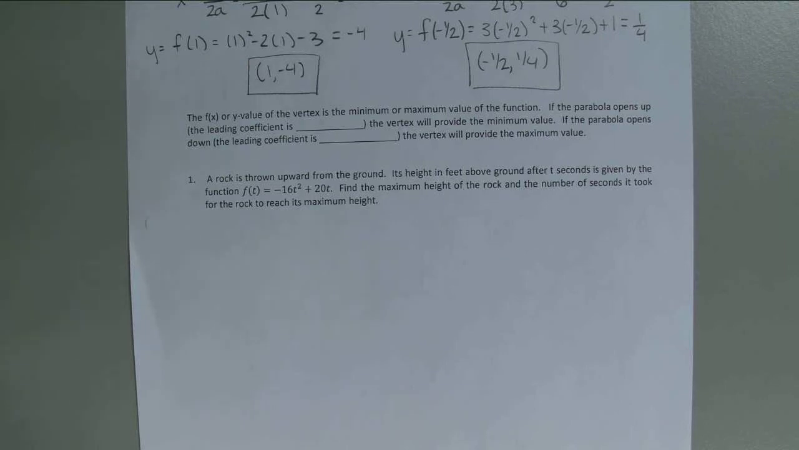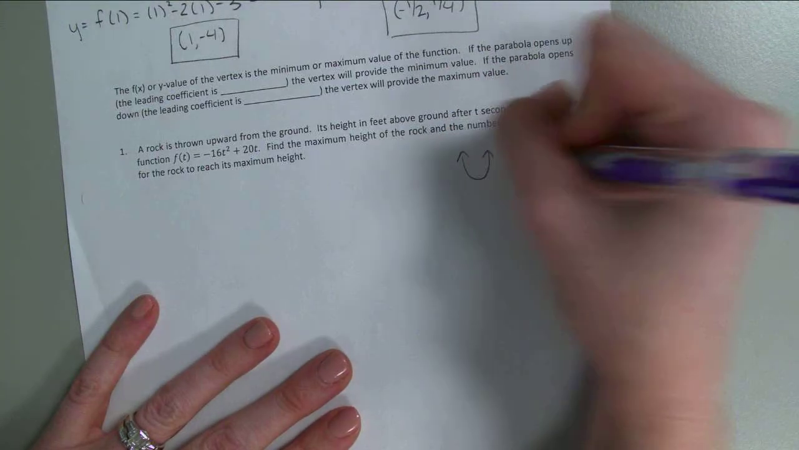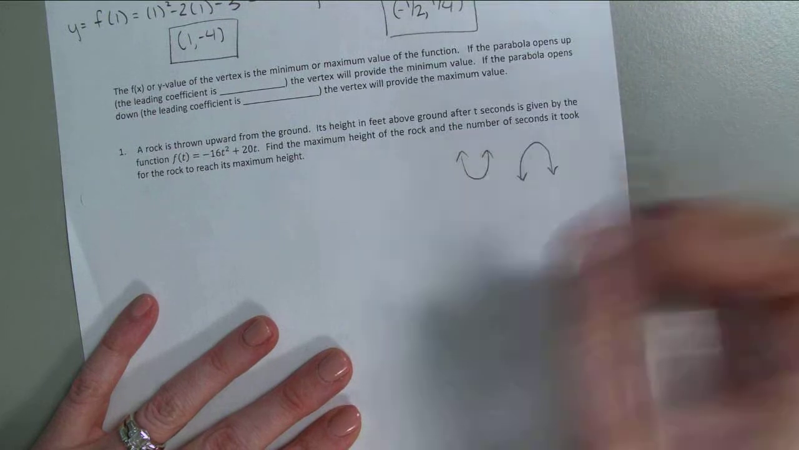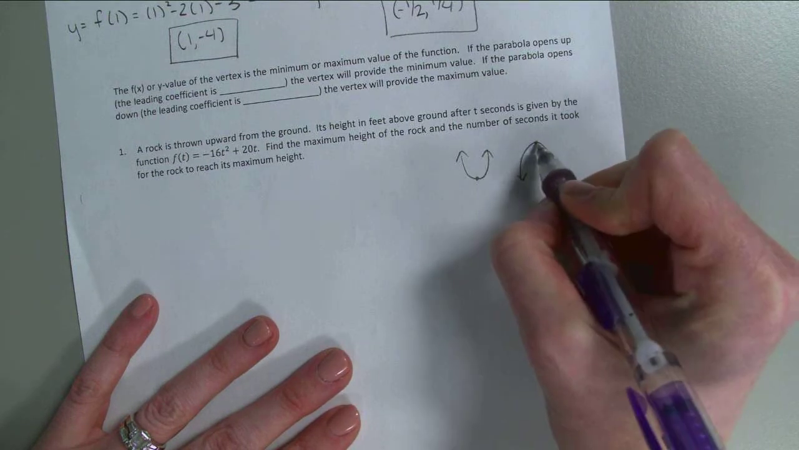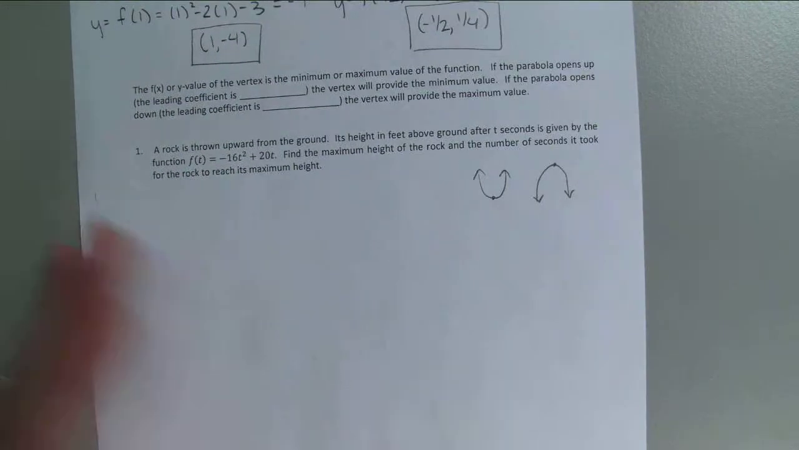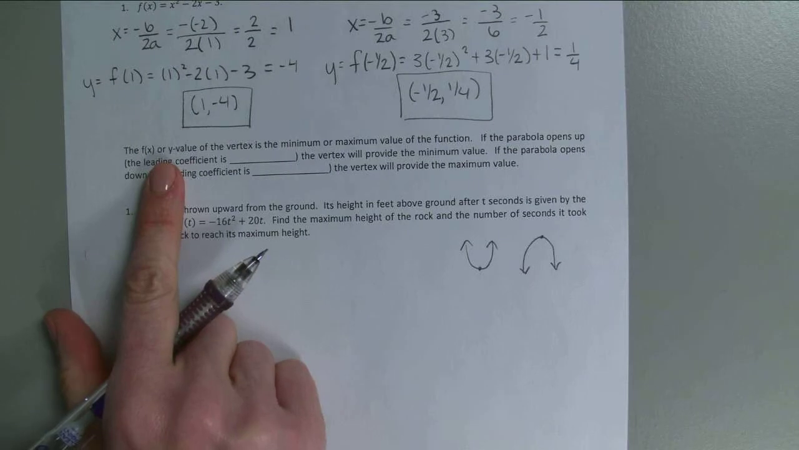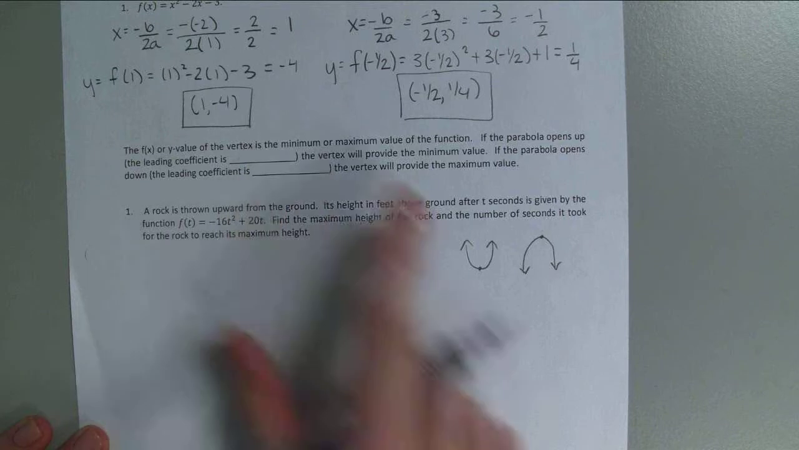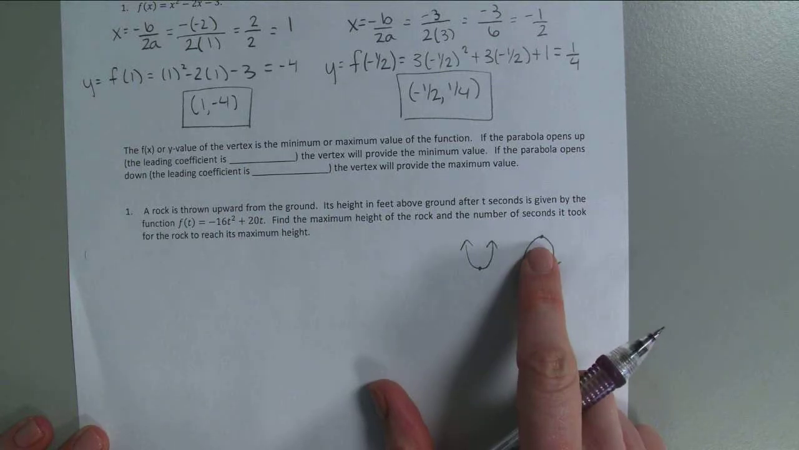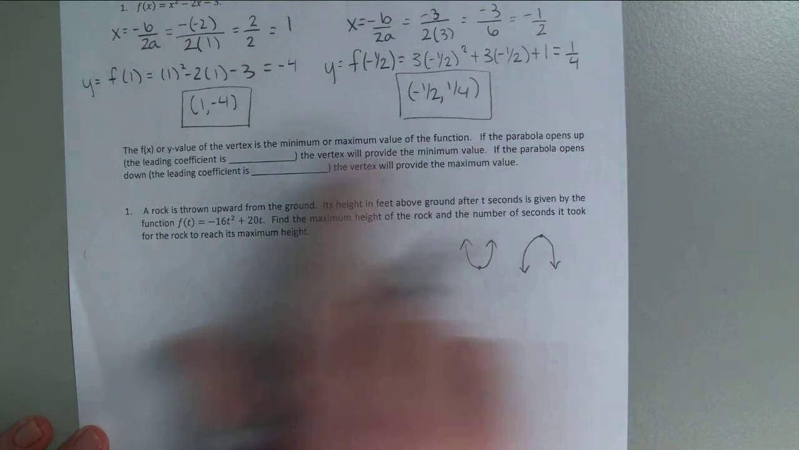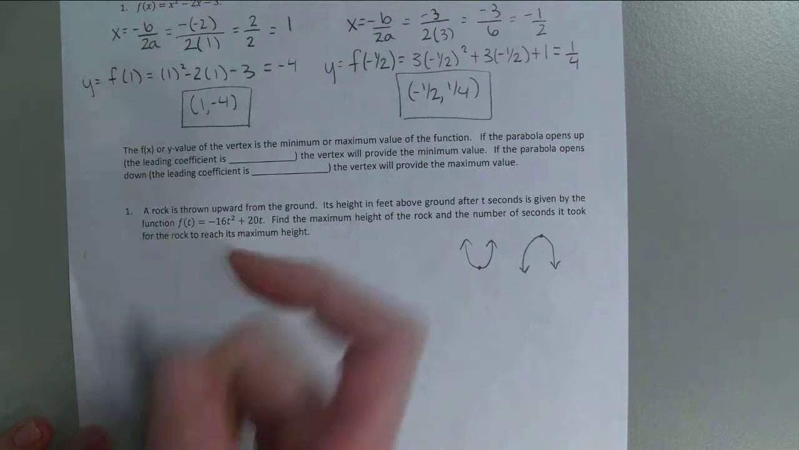Well, if you think of a parabola opening up or down, where's the lowest point? And where's the highest point? Those are always occurring at the vertex. So anytime you're asked about a maximum or minimum value, they're actually asking you to find the vertex, all right? So let's see what it says. It says the f of x, or the y value of the vertex, is either the minimum or maximum value of your function. If the parabola opens up, you know that your leading coefficient is positive, right?